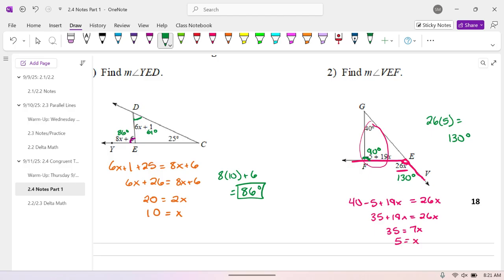Again, I didn't ask you to do that. If you just found this part, you're golden. But, you know, just to keep the brain juices flowing, and see how that works.